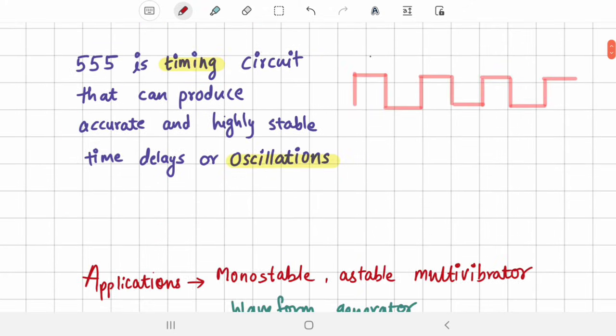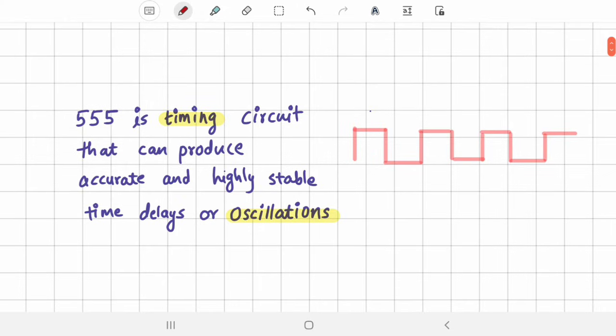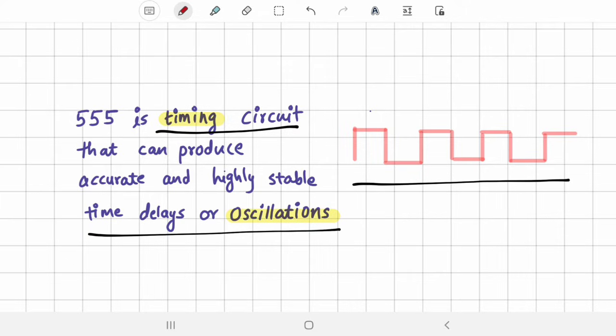So now let's see what is the 555 timer IC. The 555 IC is a timing circuit that can produce accurate and highly stable time delays or oscillations. So you can produce oscillations with different time delays and different pulse widths with the 555 IC. Just like the 741 IC, the 555 timer IC is also an 8-pin IC. So it has 8 pins, which we are going to see in some time.